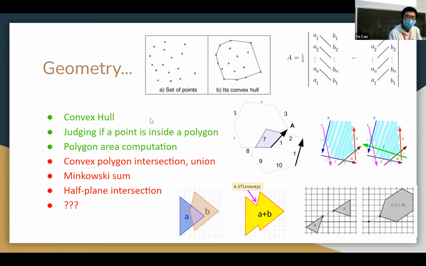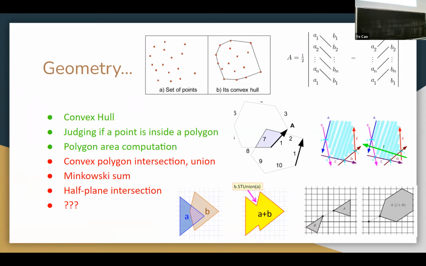Geometry, several basic routines. Convex hull: given a bunch of points in the 2D plane, find out which points lie on the convex hull. The formal mathematical definition of convex hull is rather lengthy, but you can get an idea. It's like if you wrap a rubber band around a bunch of points, the points that the rubber band touches are the convex hull of that set of points.